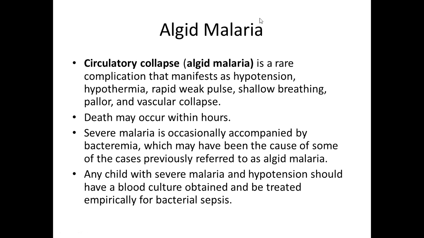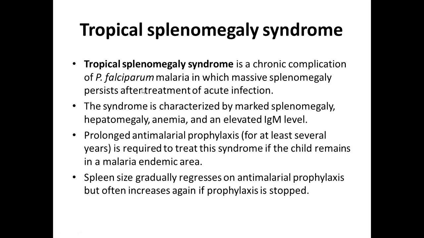What is algid malaria? Algid malaria, or circulatory collapse, is a rare complication that manifests as hypotension, hypothermia, rapid weak pulse, shallow breathing, pallor, and vascular collapse. Death may occur within hours. Severe malaria is occasionally complicated by bacteremia, which may have been the cause of some of the cases previously referred to as algid malaria. What is tropical splenomegaly syndrome?